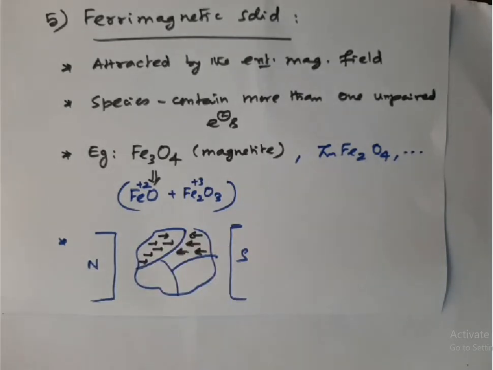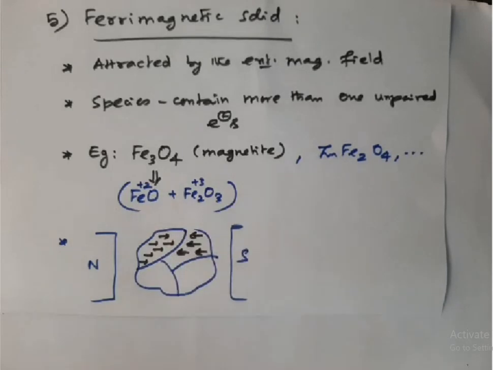Okay, is this clear, students? Any doubt? So this is what is called the ferrimagnetic solid. Based on how different materials respond in the external magnetic field, we classified the materials into 5 types: paramagnetic, diamagnetic, ferromagnetic, anti-ferromagnetic, and ferrimagnetic solids. There are many examples available; here I have shown only a few. Any doubt, students? No, sir.